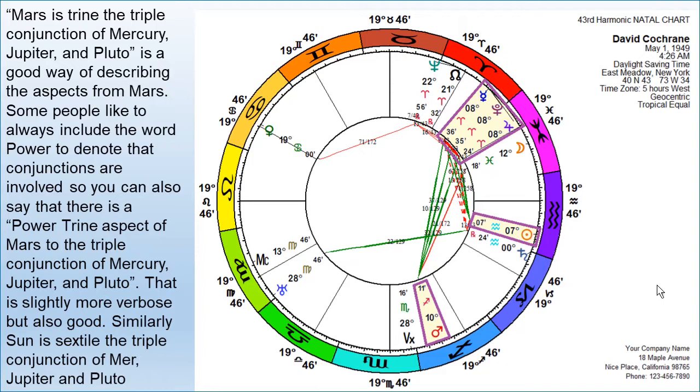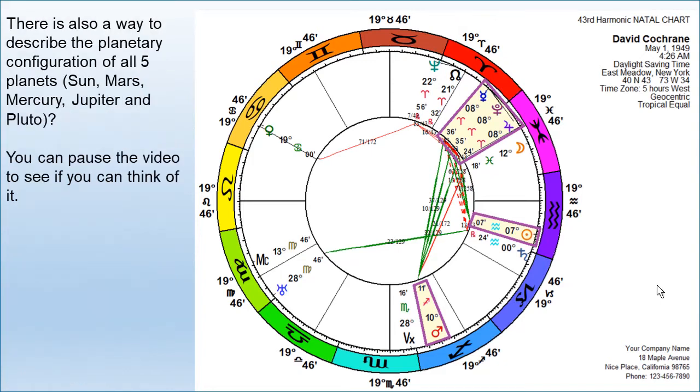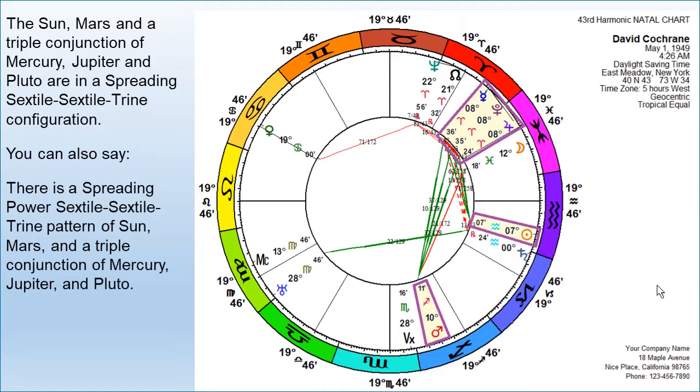Now, there's also a way to describe the 5-planet configuration. There's a way to describe the Sun, Mars, Mercury, Jupiter and Pluto, the 5 planets. I'll count to 5, let you think about it. What is it? Well, you wouldn't know if you haven't studied this yet, but if you've been learning VA for some time, you would know that this is a spreading pattern.